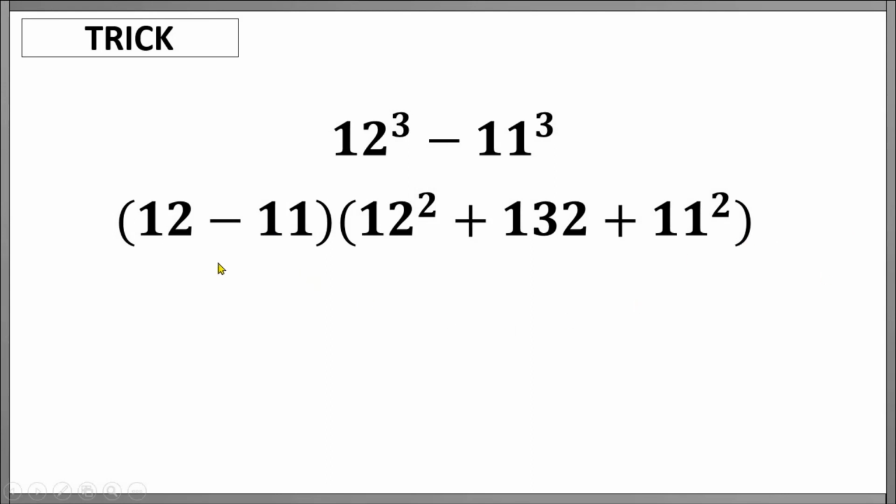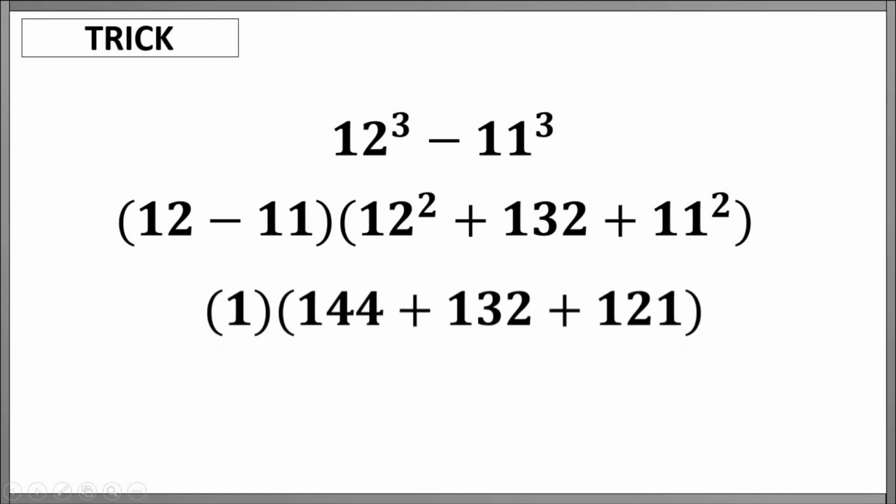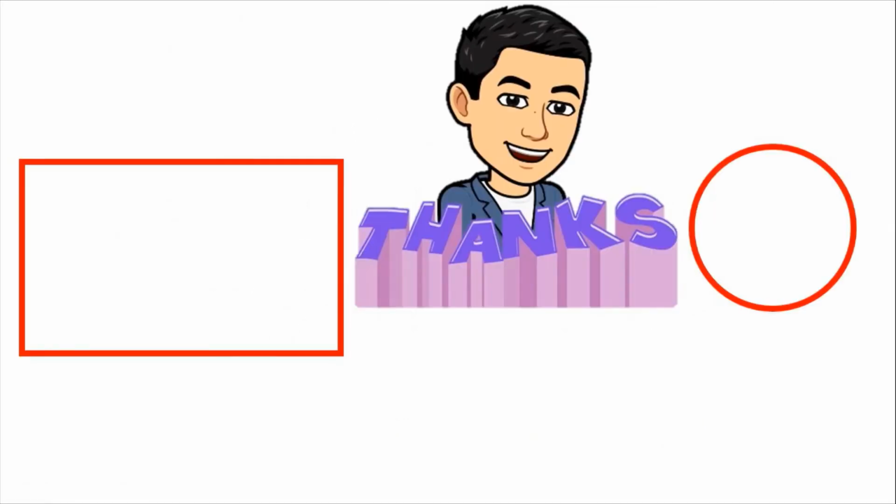Now we are ready to perform the operations on these 2 quantities. 12 minus 11 is 1. 12 squared is 144. Copying 132. The square of 11 is 121. Now all we have to do is to add these 3 numbers, and the result will be multiplied to 1, which doesn't have any effect at all. The sum of these 3 numbers is 397. Again, you may use your calculator to input 12 cubed minus 11 cubed, and I'm sure you will get the same result, 397.